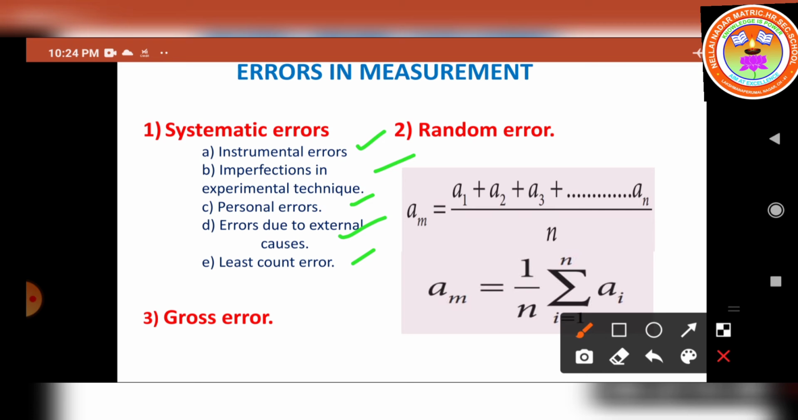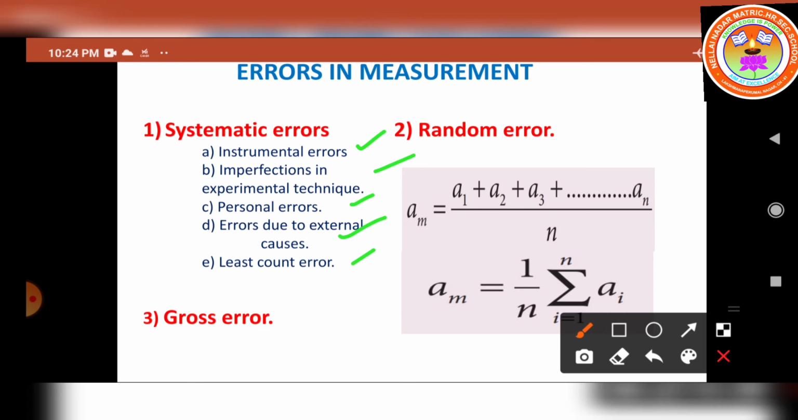It's a personal error. And fourth one, errors due to external causes. The change in the external conditions during an experiment can cause error in measurement. These errors are called as external causes. For example, changes in temperature, humidity, or pressure during measurements may affect the result of the measurement. These errors are called as what? Errors due to external causes.